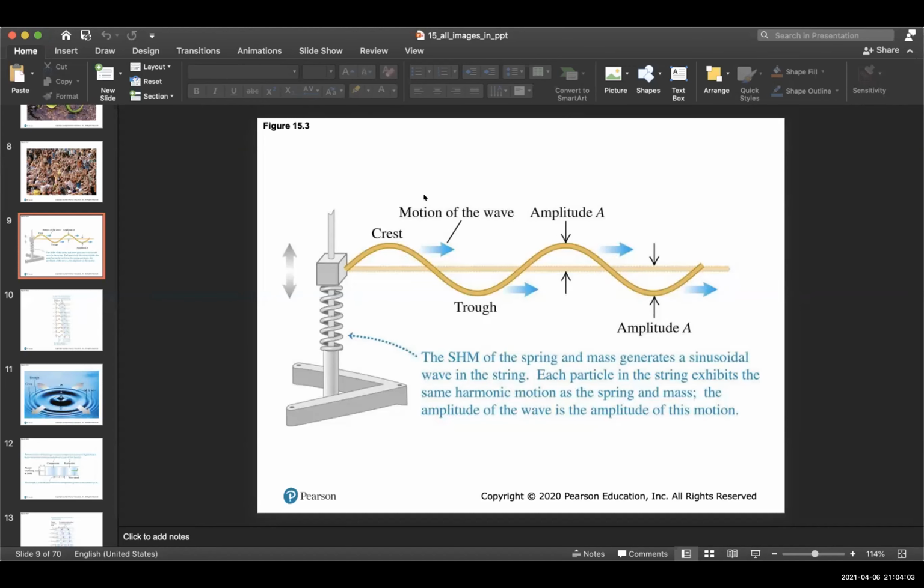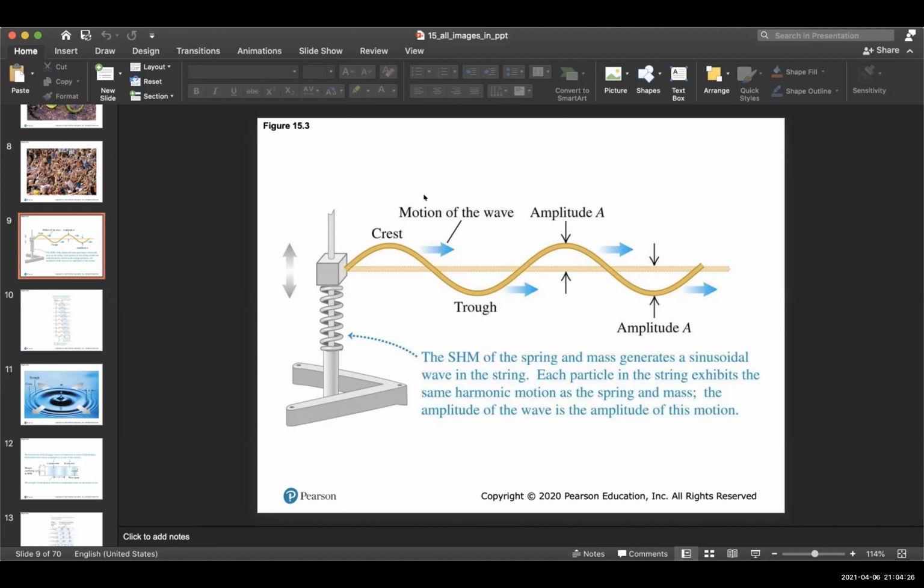Remember from your discussion back in pre-calculus, when we talk about sinusoidal functions, that we can talk about the crests and the troughs of a sinusoidal function like this. And we can talk about the amplitude, and that's no surprise. You've been talking about that.